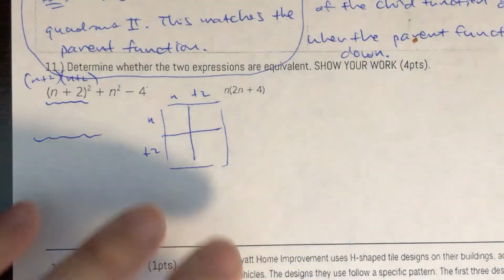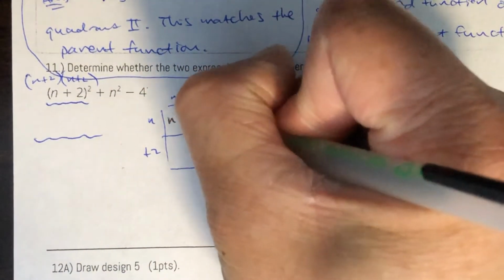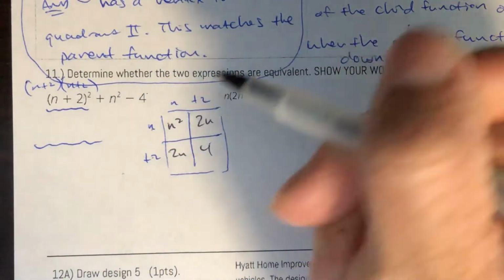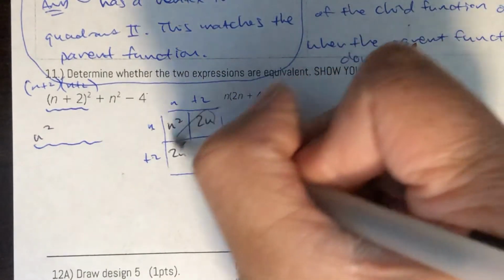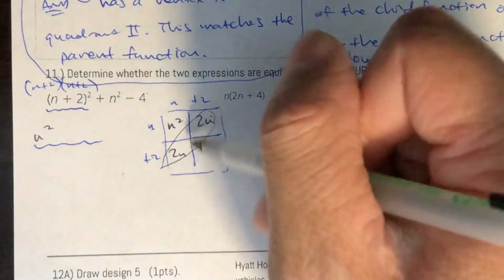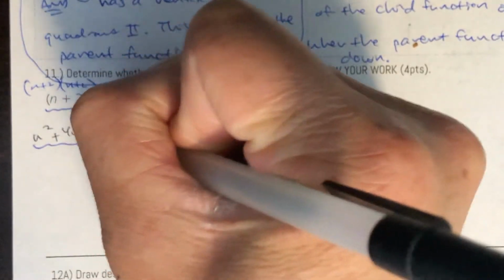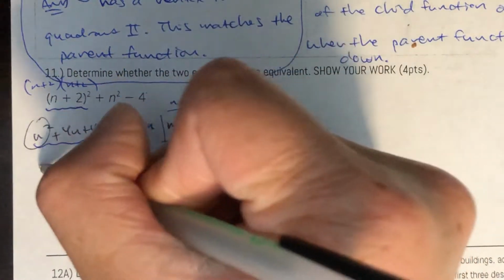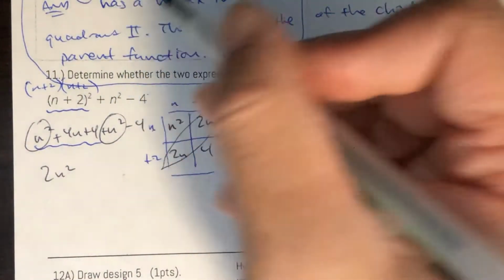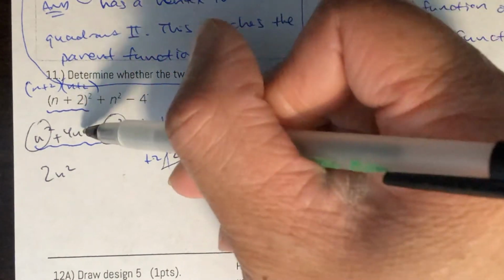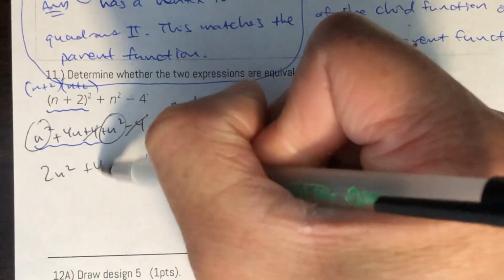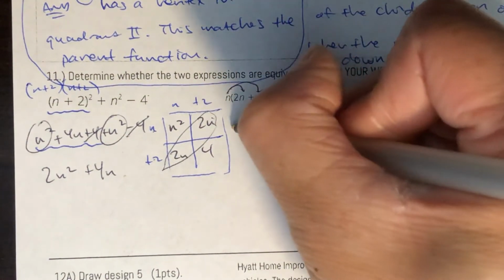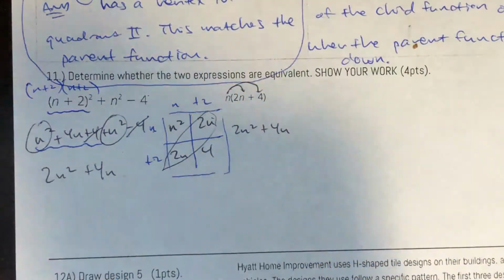N times n is n squared. N times 2 is 2n. 2 times n is 2n. 2 times 2 is 4. N squared, combine like terms now. So we multiply first, and then you add. Don't forget those two, and then combine like terms. 2n squared minus 4 and a positive 4 equals 0, and you're just left with plus 4n. On this other side, I'm just going to distribute, so I get 2n squared plus 4n.